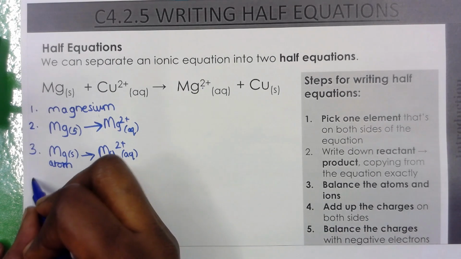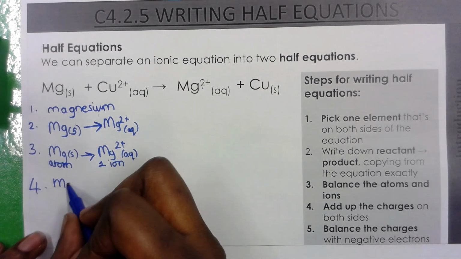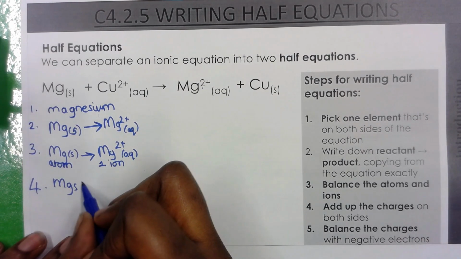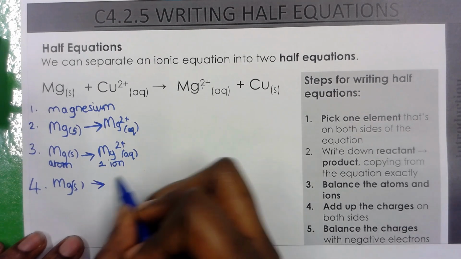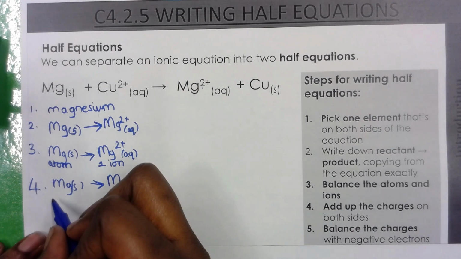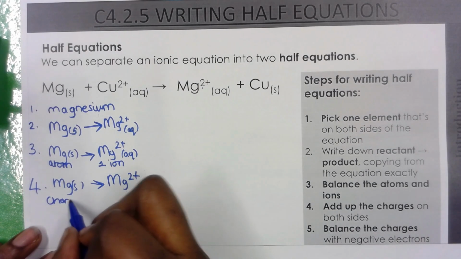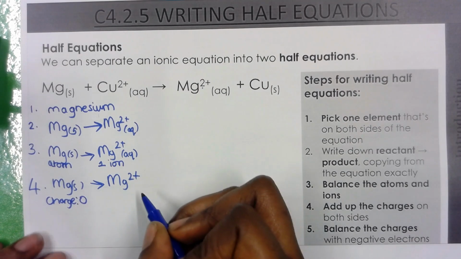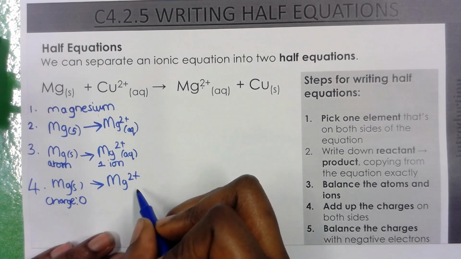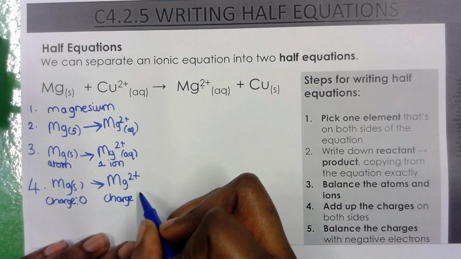Step 4 then says add up the charges on both sides. Here we can see we've got a magnesium atom and a magnesium ion. We know an atom is always going to have a neutral charge, so the charge will always be 0. And we know that the charge on this magnesium ion is +2, so it's positively charged.